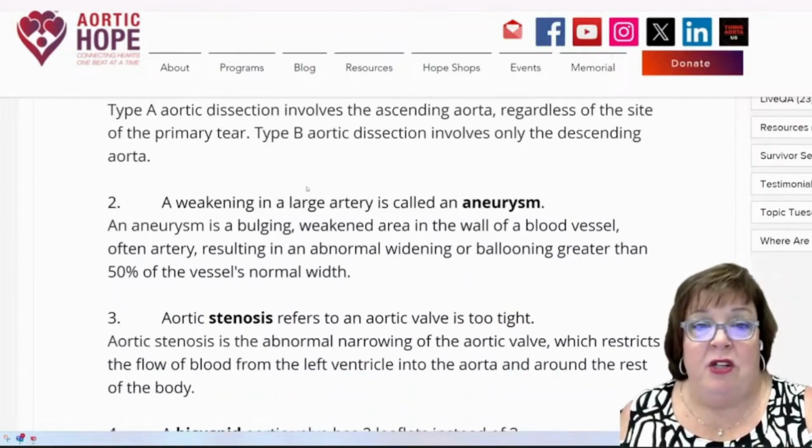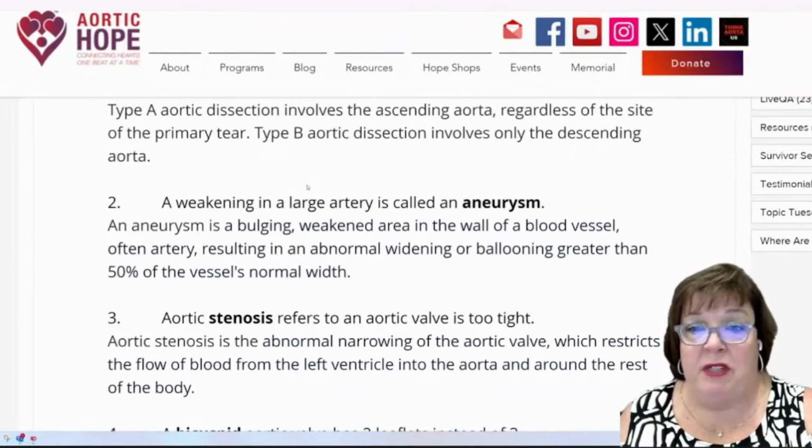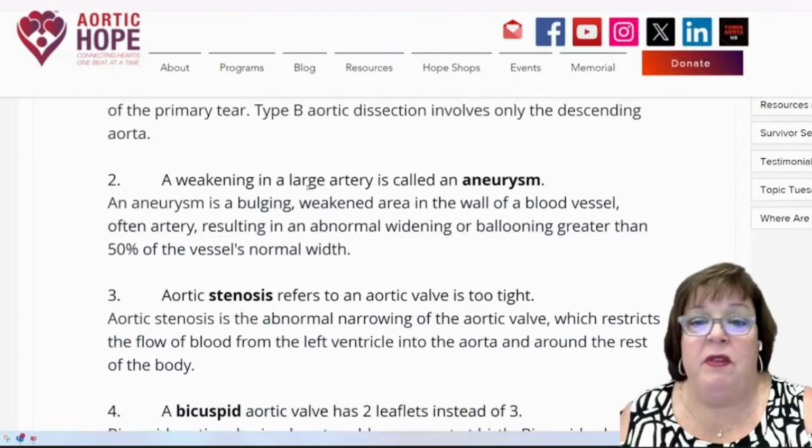A weakening in a large artery is called an aneurysm. An aneurysm is a bulging, weakened area in the wall of a blood vessel, often an artery, resulting in an abnormal widening or ballooning greater than 50% of the vessel's normal width.